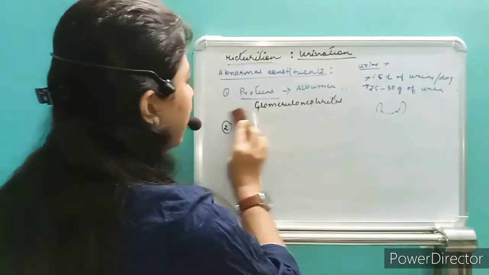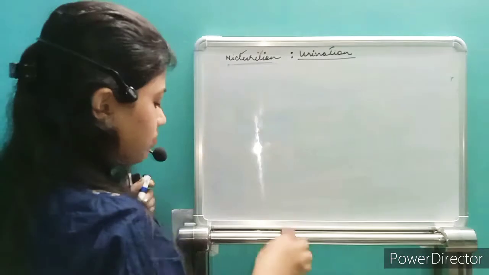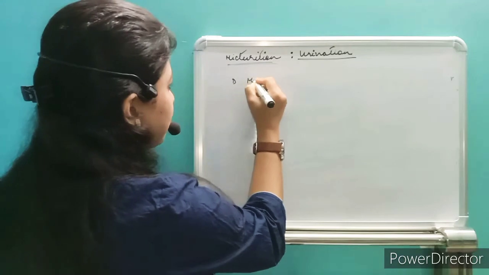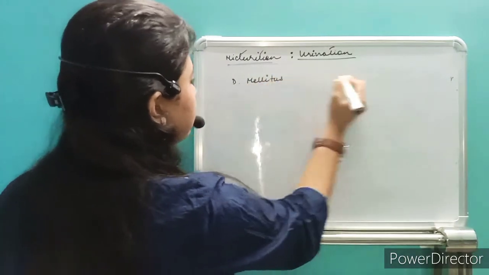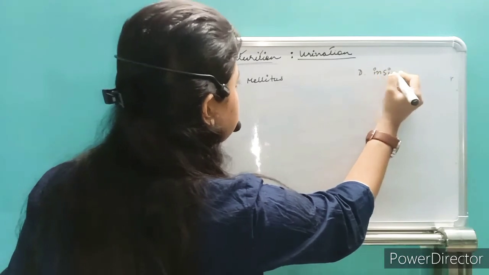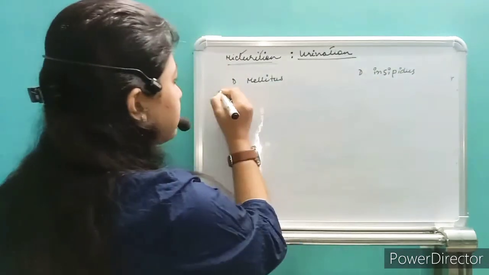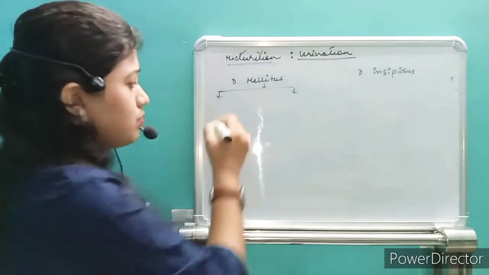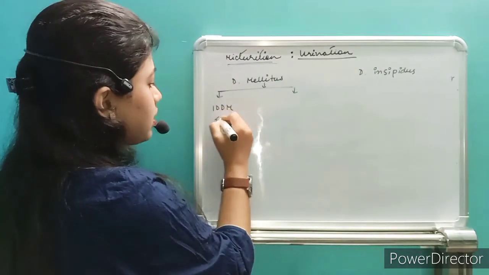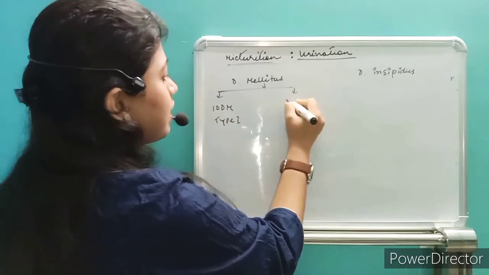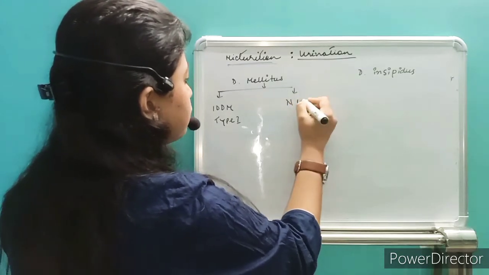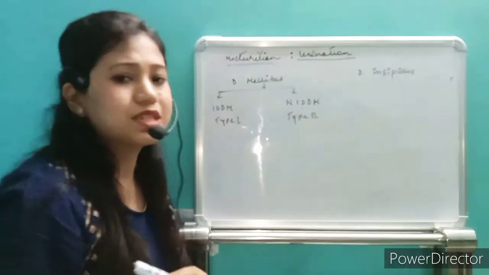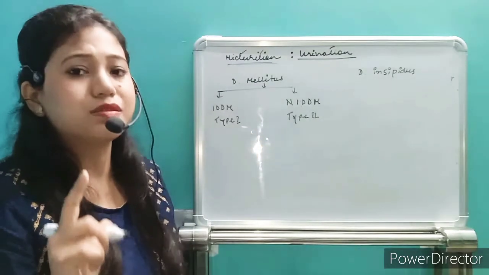Okay, so one more thing you need to know about diabetes. There are different types of diabetes we can have. What are the two types of diabetes? One is diabetes mellitus, and the second one is called diabetes insipidus. So what are the differences between them? Diabetes mellitus is also of two types. One is IDDM, or type 1 diabetes, and another one is NIDDM, which is called type 2 diabetes mellitus. IDDM stands for insulin dependent diabetes mellitus.